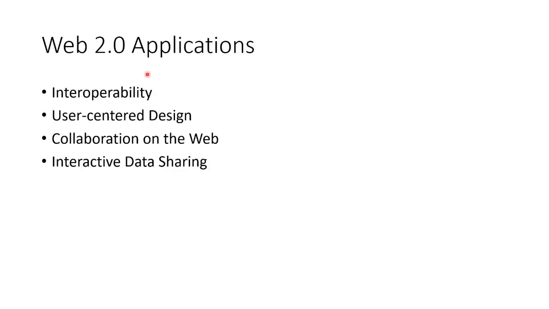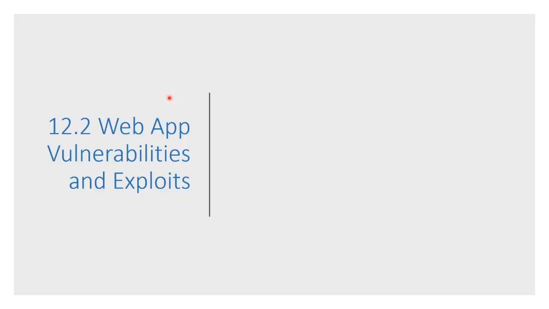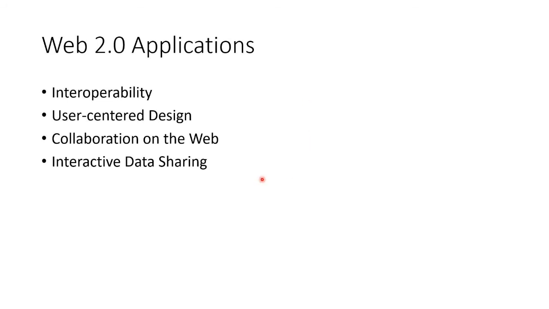So Web 2.0 applications, they are user-centered. They are aimed at interactive data sharing and collaboration and interoperability. That's the key. And that's why we need the web apps, and that is why they are potentially risky. So that is just a quick overview of web apps.